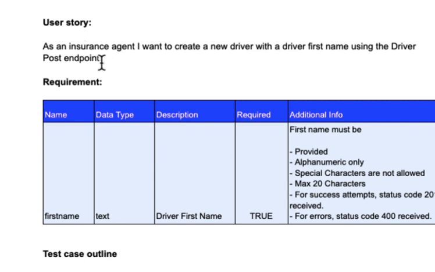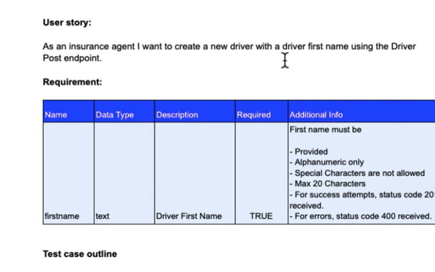So for example, let's take an example of our driver post endpoint that we have been working on. And the user story says, as an insurance agent. So here we got to know that this API is going to be used by an insurance agent. I want to create a new driver with the driver first name using the driver post endpoint. So we have a high level requirement, that they want to use the driver post endpoint to create a user or a driver with driver's first name and other information as well.